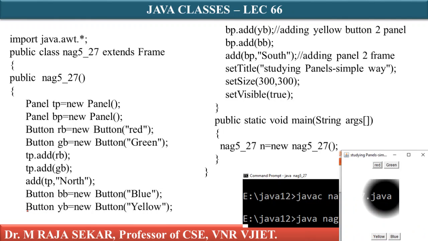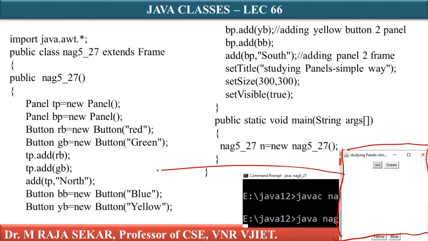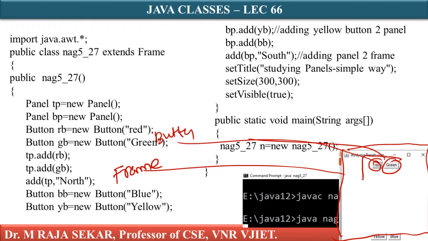Just see, this must be the output. Just observe this output carefully. This entire thing is a frame. This red and green are buttons. These buttons I'm keeping in a panel. This entire thing is in a panel. The panel is not appearing, is it not? I am keeping red and green in a panel. That panel I am keeping on a frame.